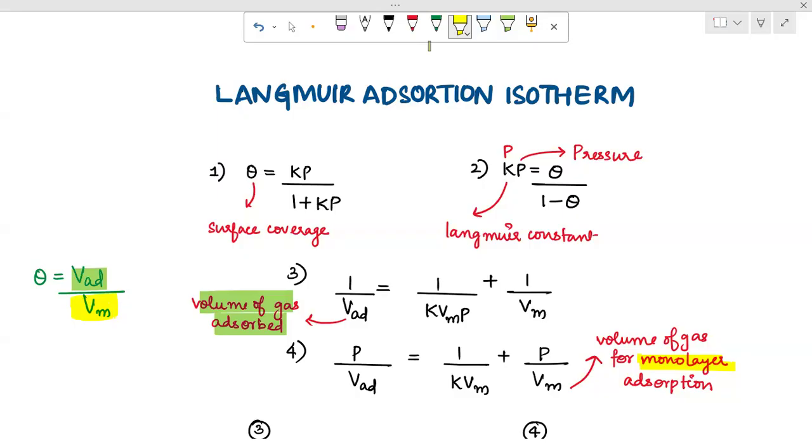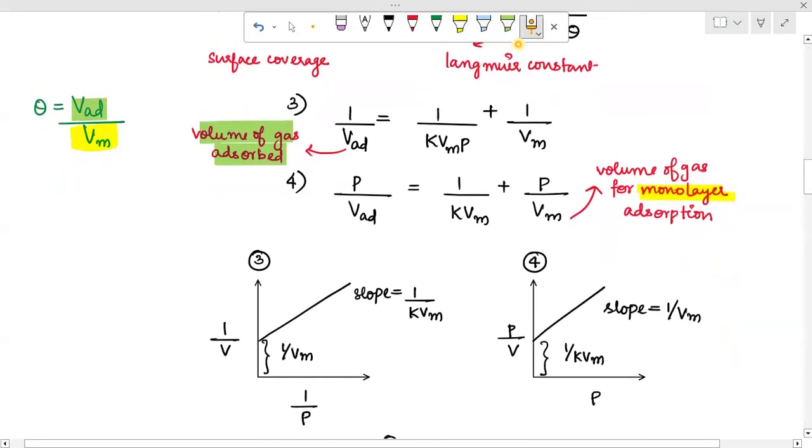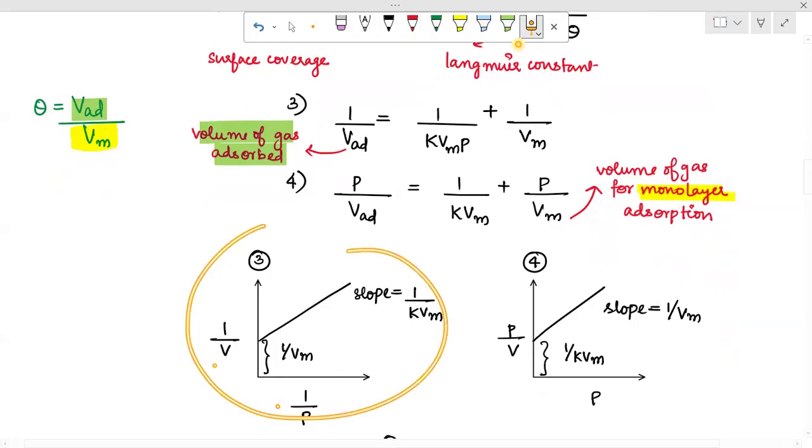So this VAD by Vm also notates theta. So in terms of volume also, you have graphical representations, based on which, let's see the equation first. The first equation is 1 by VAD is equal to 1 by KVMP plus 1 by Vm, where corresponding to the third equation, I have plotted the graph. We can see the graph of 1 by V versus 1 by P. The slope is 1 by KVM and the intercept is 1 by Vm.